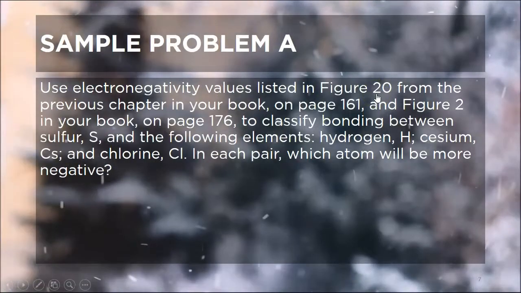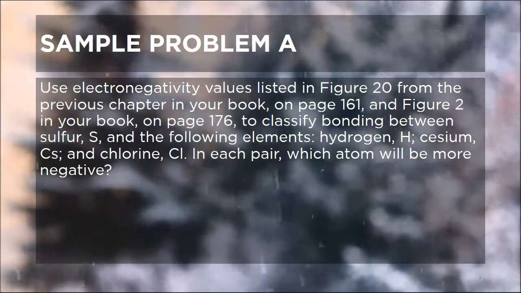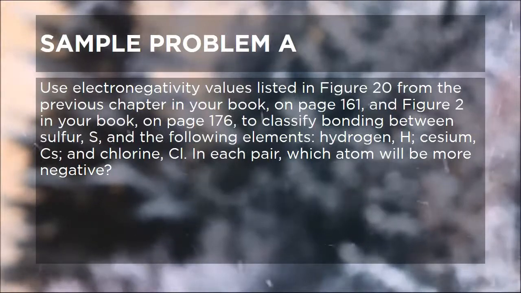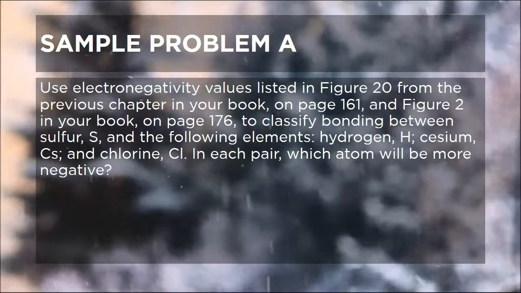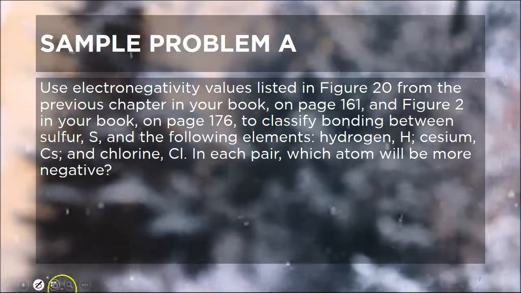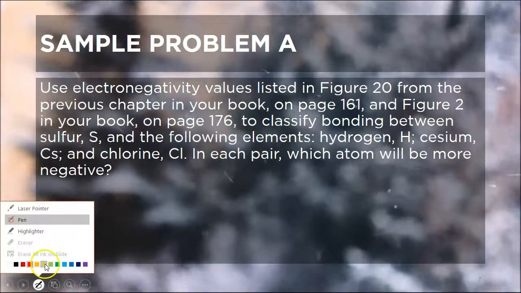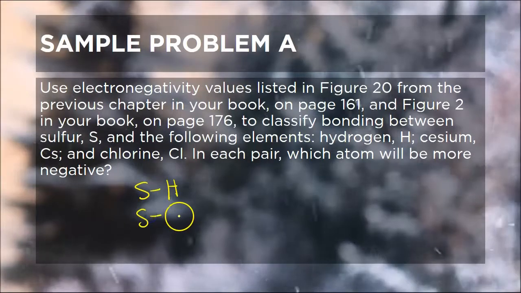So we're just going to look at a sample problem, and then we're done. A quick first lesson today. Looking at the electronegativity values, we're going to look at the periodic table. But we're going to compare sulfur and hydrogen, sulfur and cesium, and sulfur and chlorine.